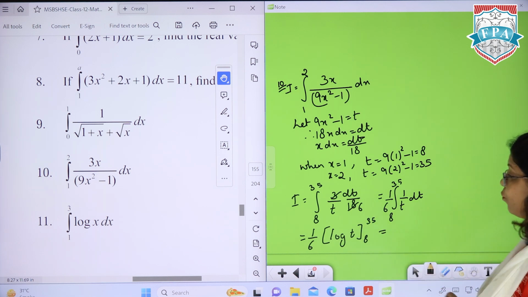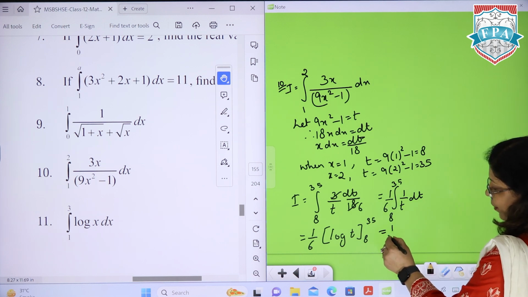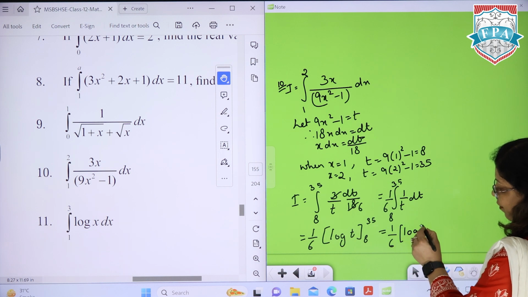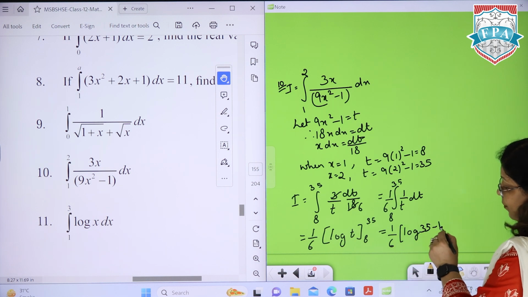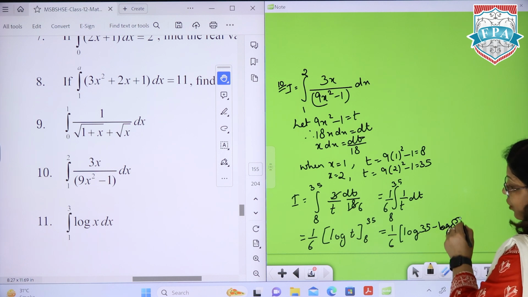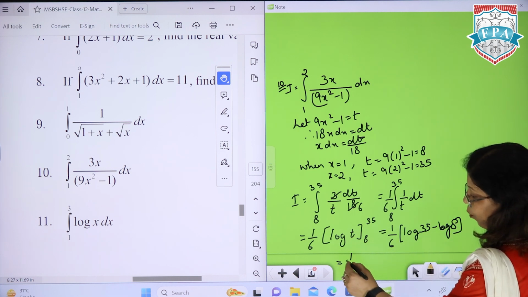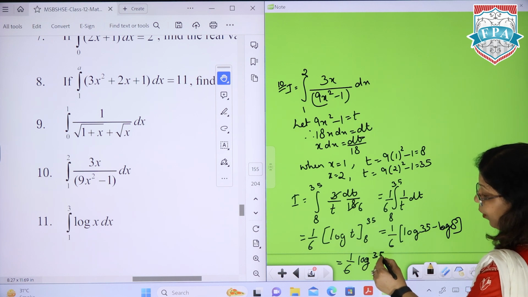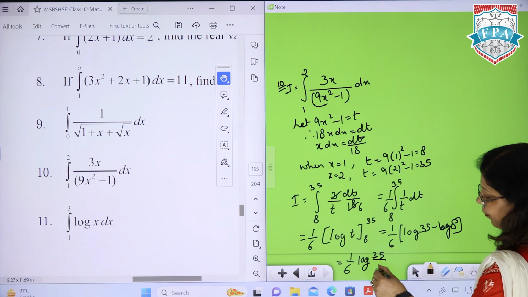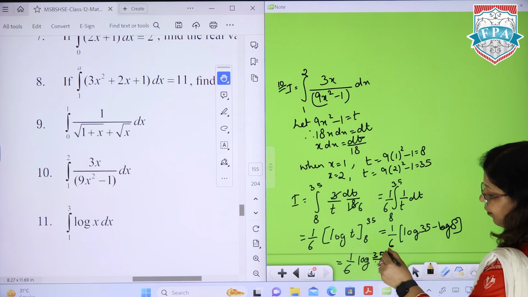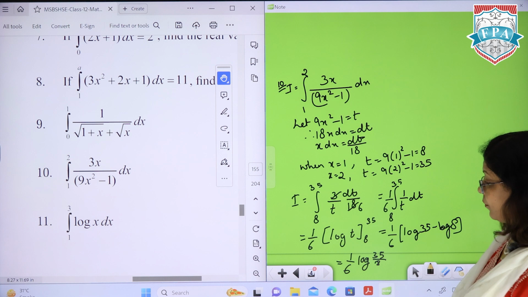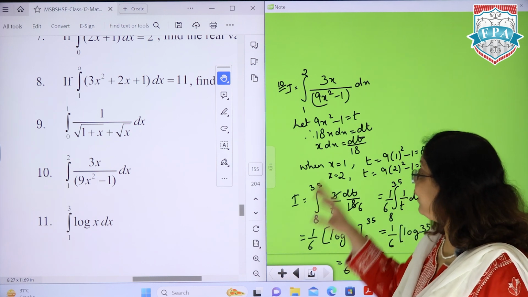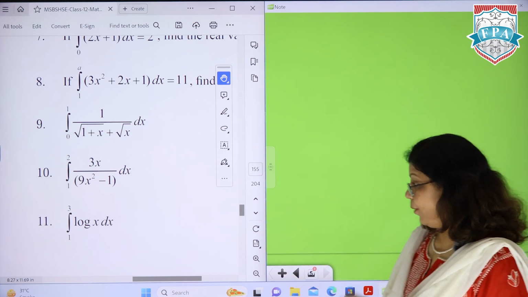So when we substitute, first put the upper value. So 1 by 6 is out. You are left with log 35 minus log 8, which can be finally written as 1 upon 6 log 35 over 8, because this is your m by n formula. Okay, so in this manner we can apply the definite integral concept here.